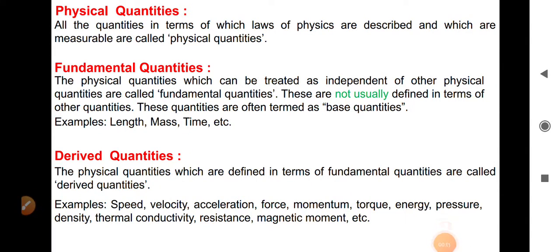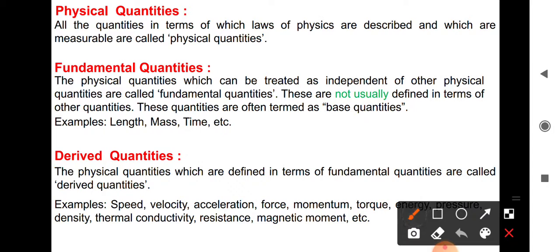So, hello students. We start with chapter number 2, units and measurement. In this video, we cover some of the basic topics of chapter number 2. The first topic will be physical quantities.